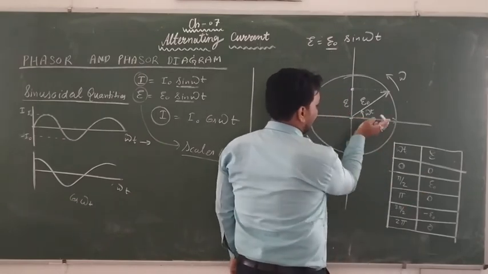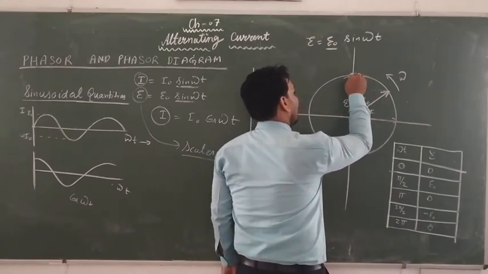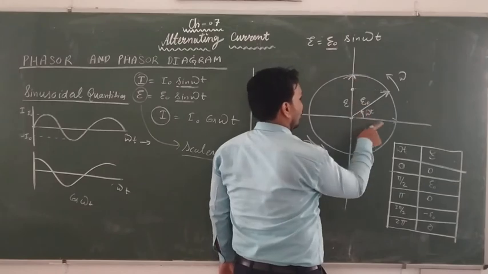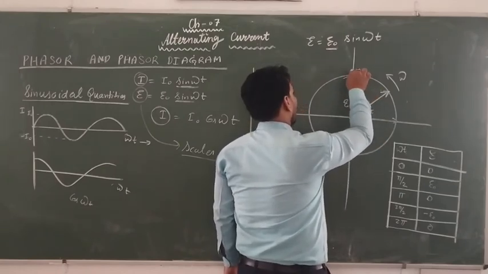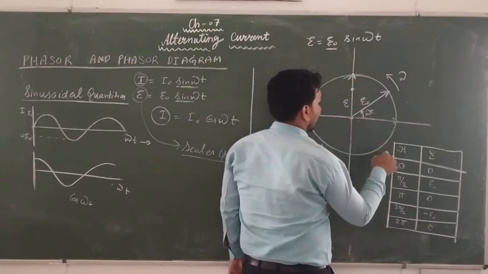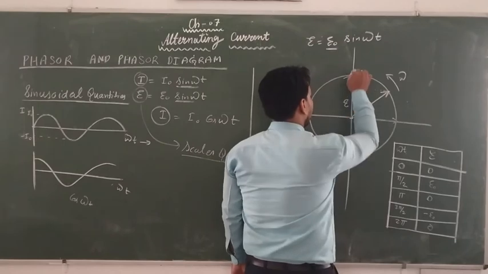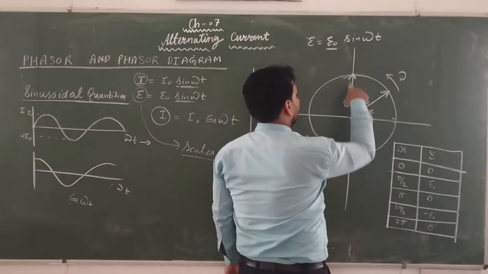When this arrow rotates from here, it rotates to over here. Now the arrow is here. It is making a 90 degree angle. If we take the projection, it will come at this point only. So at this point, what is the length of this arrow now? E naught. So what is the value of instantaneous EMF? The instantaneous EMF is E. So basically here the value of EMF is E naught.